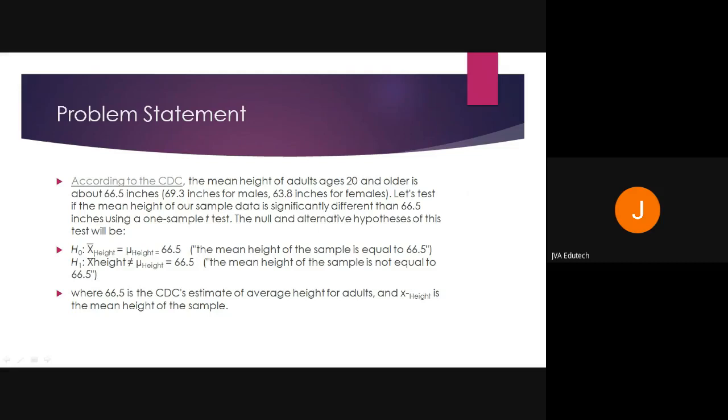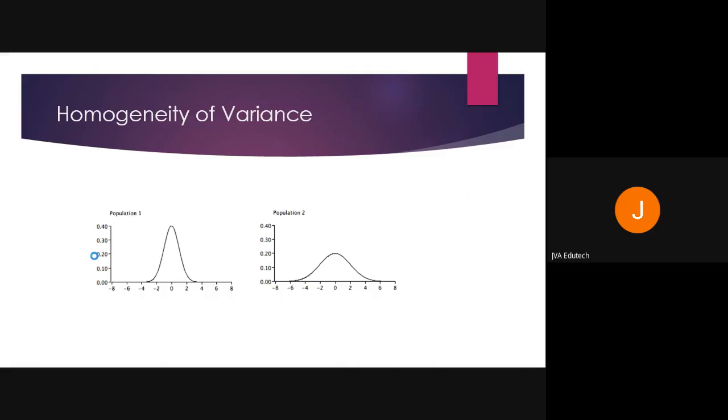Means both means are equal. The mean height of the sample is equal to 66.5. Whereas in the alternate hypothesis, we are saying that the mean height of the sample is not equal to 66.5, meaning there exists some significant difference. So 66.5 is the Centers for Disease Control's estimate of the average height of adults, and our X bar height is the mean height that we have calculated from the sample. Let's test this.